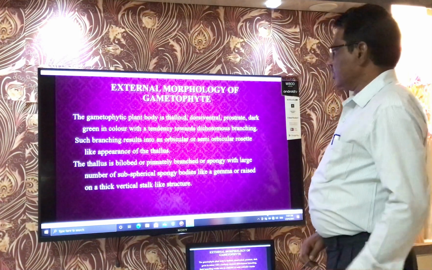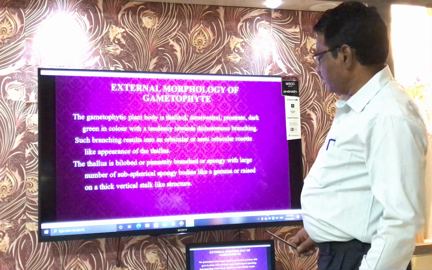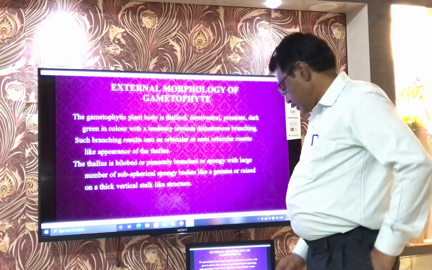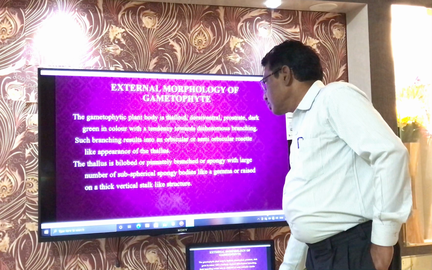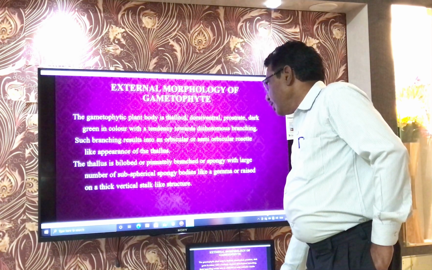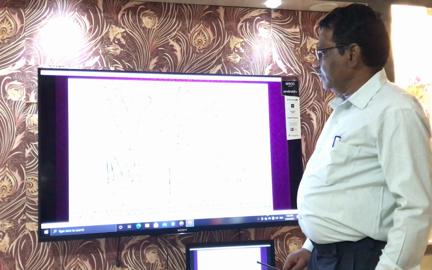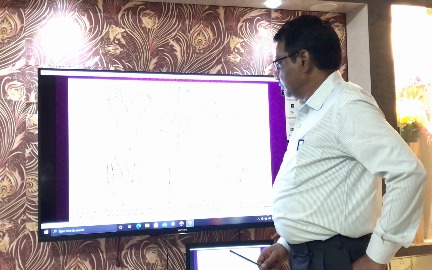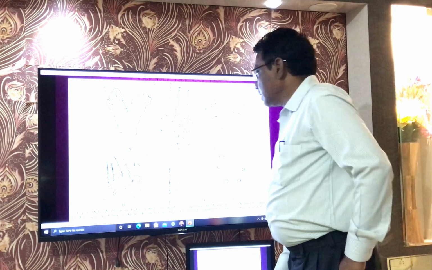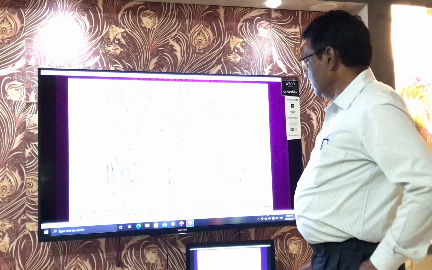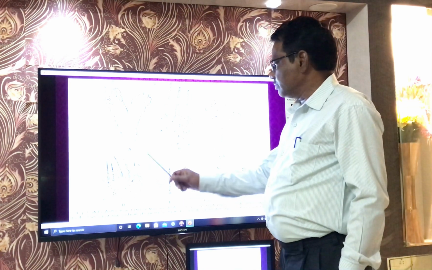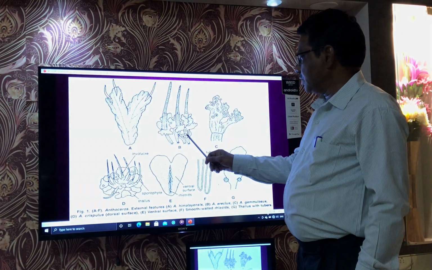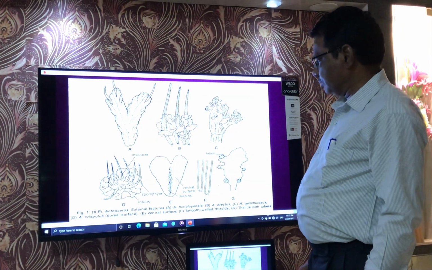Then external morphology of the gametophytic thallus. Here the gametophytic plant body of this Anthoceros is thalloid, dorsiventrally flattened, green or dark green in color, and in most of the species it is prostrately growing, whereas in a few species it is erectly growing.